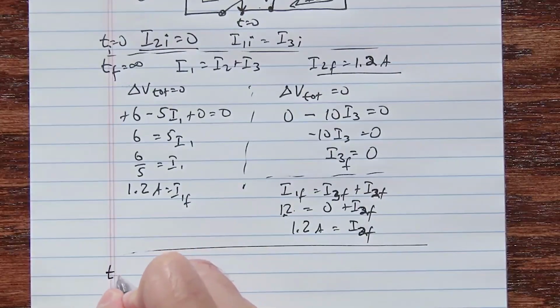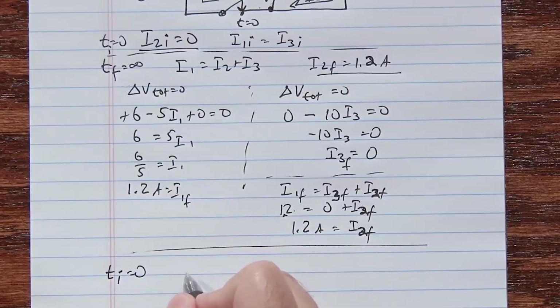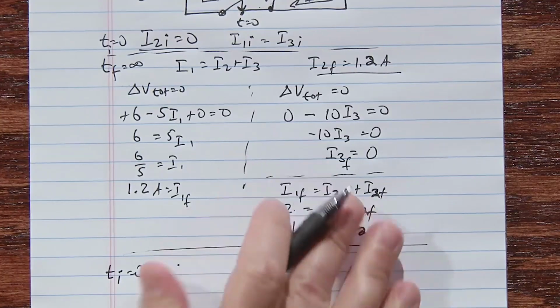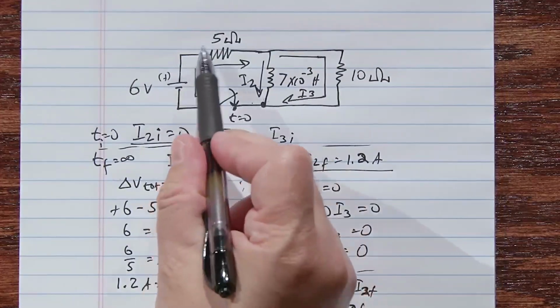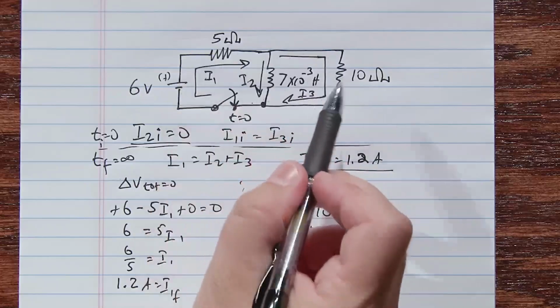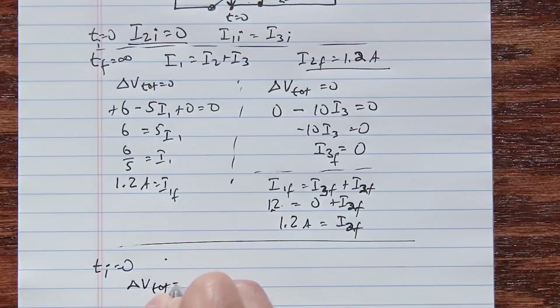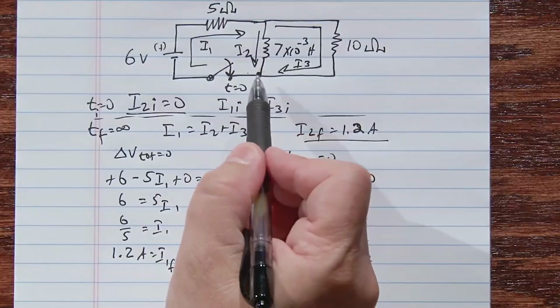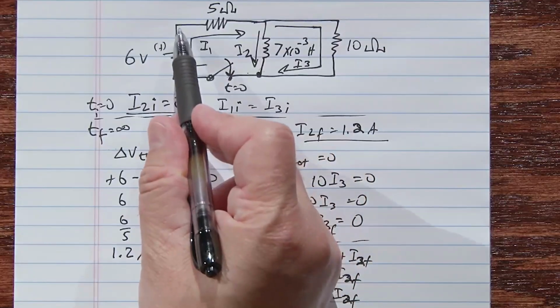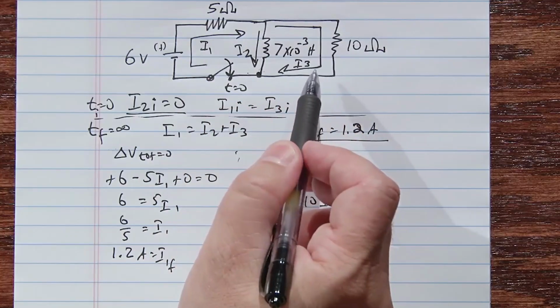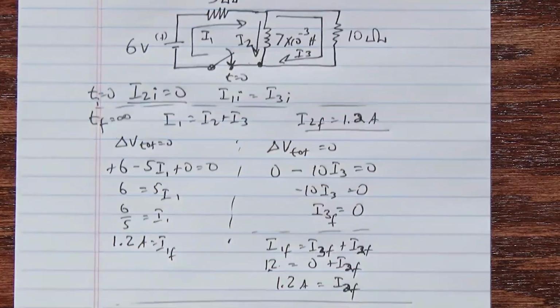So we're back to t initial equal to 0. Let's work out what I1 and I3 are. We're going to go once around this circuit to figure out what I1 and I3 are. So we have delta V total is equal to 0. We'll start at this point, go around. That's going to be plus 6 minus 5 I1 minus 10 I3, and we're back to where we started, so that's equal to 0.